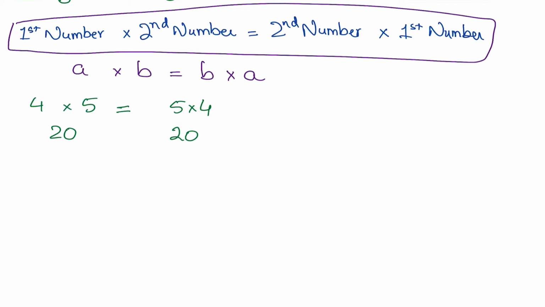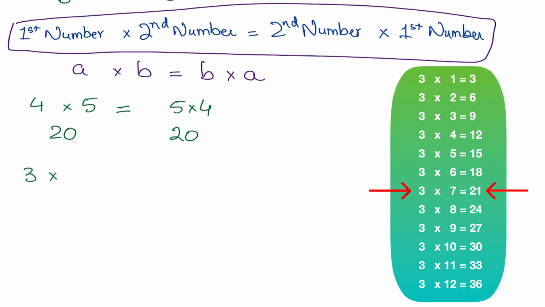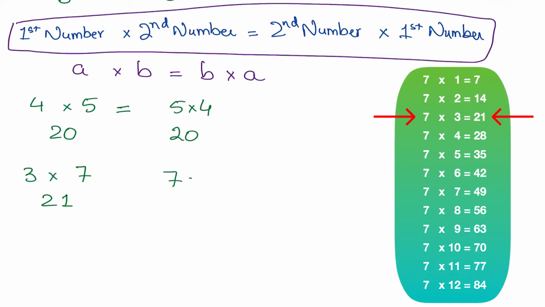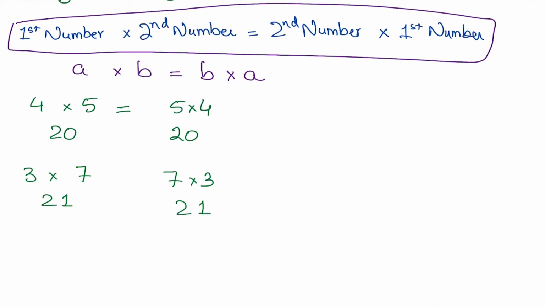Next example is multiply 3 times 7. So if you multiply 3 times 7, the result is 21. And if you multiply 7 times 3, the result will also be 21. That's why we can say that 3 times 7 is equal to 7 times 3. So we can write equal to sign here. That concludes that if you multiply two numbers A and B, then it should be equal to B times A. Here also A times B is equals to B times A.